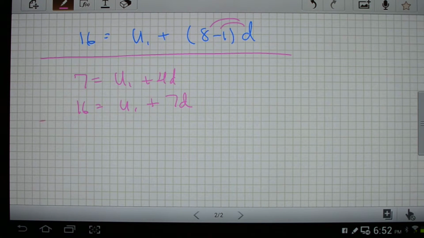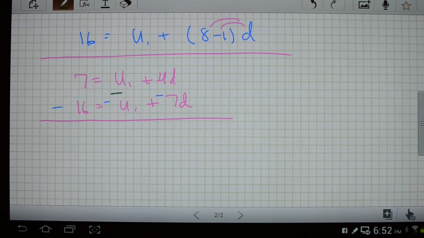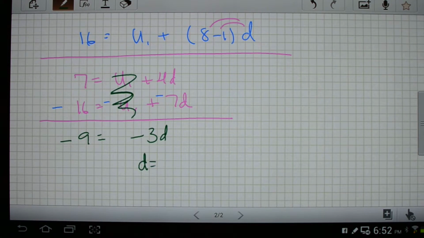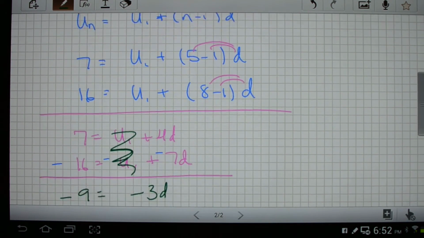For this one I'm just going to use elimination. So you're going to change the signs of either the top or the bottom. It doesn't matter which. And then add straight down. These will eliminate. That's what you want. So it winds up being negative 9 equals negative 3D. D equals 3. There we go. So we have the common difference. We still don't know the first term. We actually need that as well to find U100. We also need the first term.